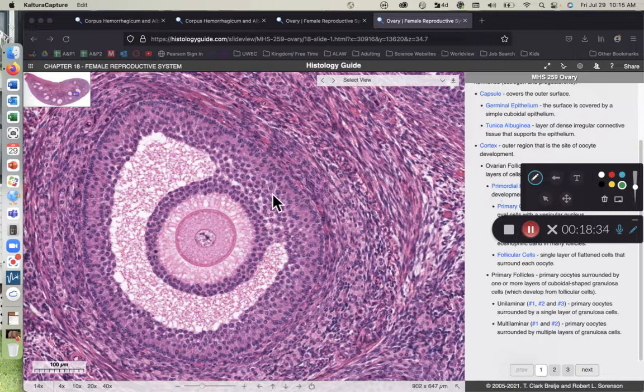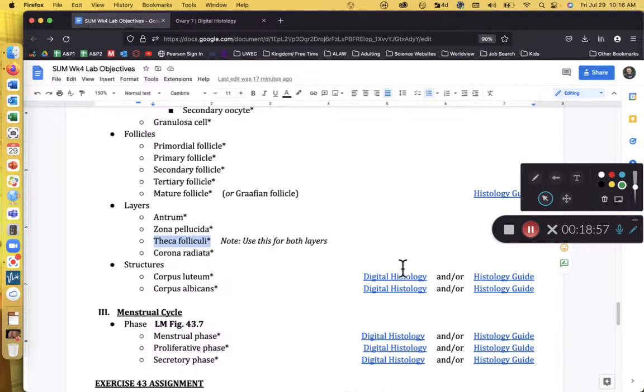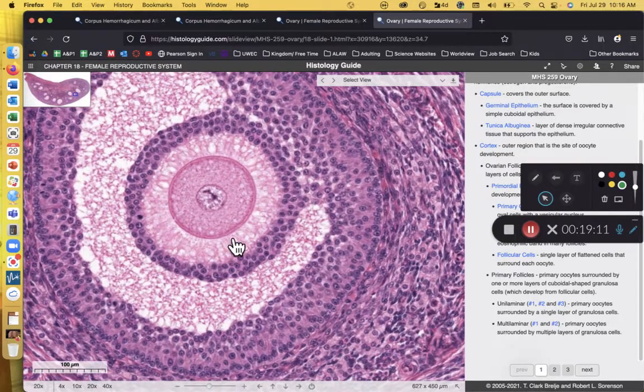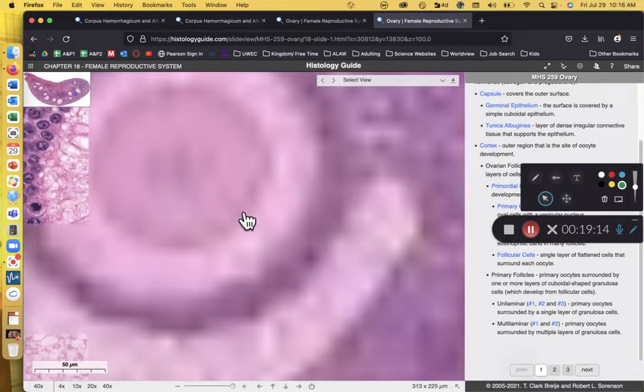We also have, around our secondary oocyte, so here's the nucleus of the secondary oocyte, here's the cytoplasm of our secondary oocyte. You can see there's this dark pink membrane. We refer to that dark pink membrane as the zona pellucida. Let me pull that up on our lab objective sheet. It's the zona pellucida. Technically the zona pellucida also includes this clear acellular space as well, but I really like to fixate on that pink membrane right here.